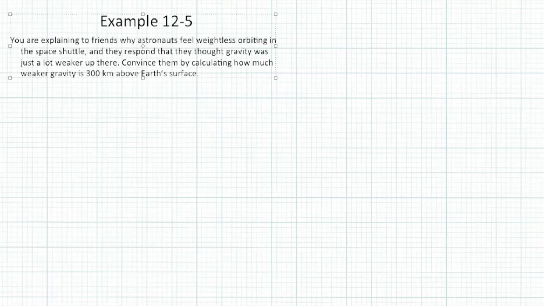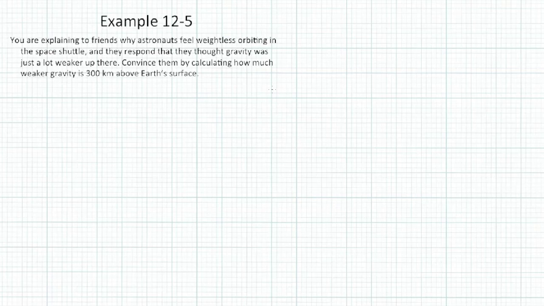Example 12.5 says you are talking to friends and they say that when you get up to a certain height above the Earth, gravity is just a lot weaker. What you're going to point out to them is that's not true. Gravity is still very strong. Really, the reason astronauts seem to have no weight is because they're orbiting the Earth. If they stopped orbiting, gravity would pull them down very, very quickly.